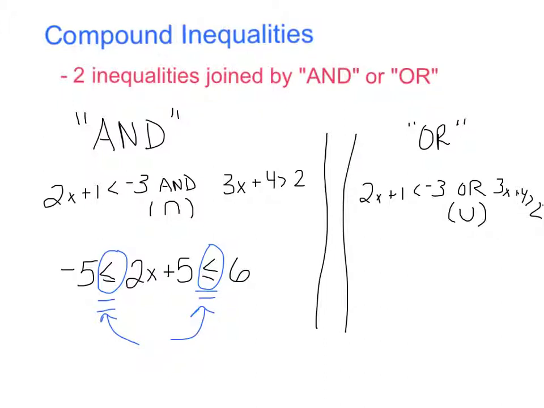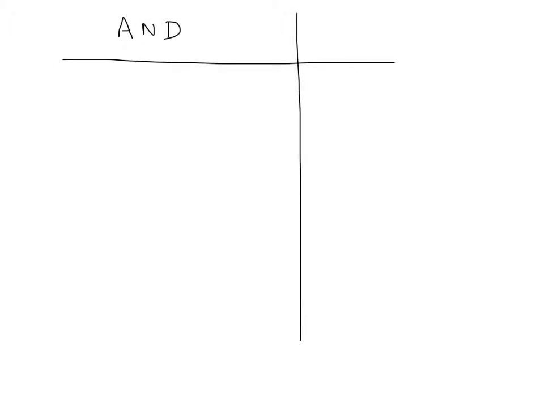So how do we go about solving these? You're going to solve them pretty much the same way. I'm going to show you some examples, but I just want to go through the 6 categories of answers you could possibly end up with. With the and statements and the or statements, there are going to be 3 possible solutions for each.